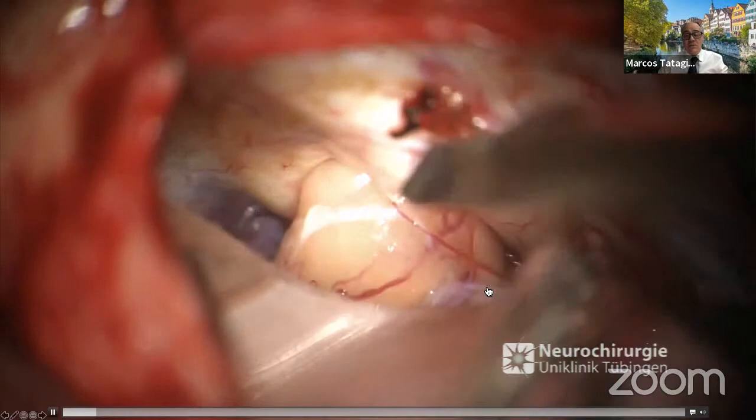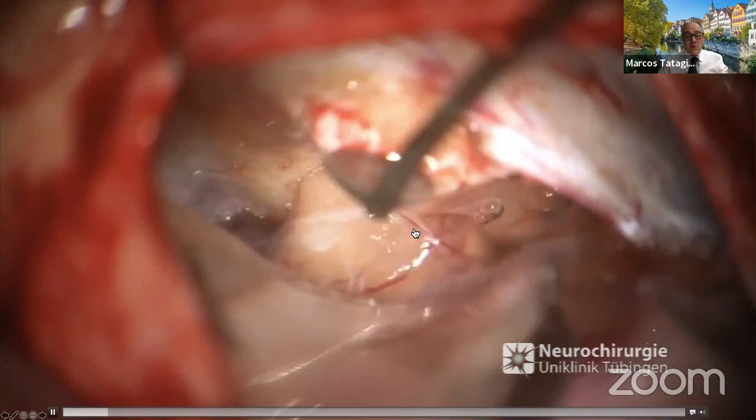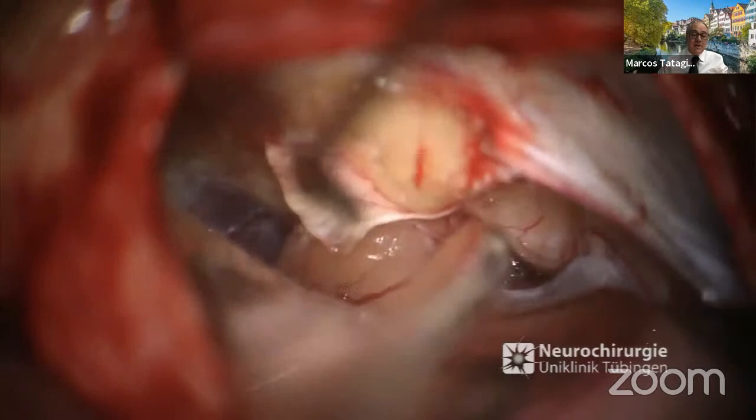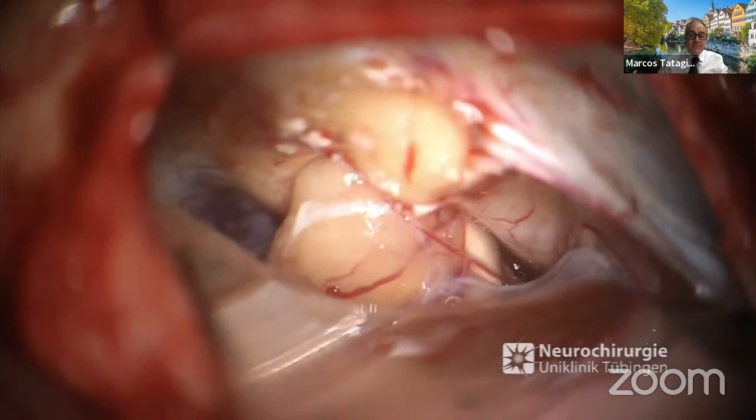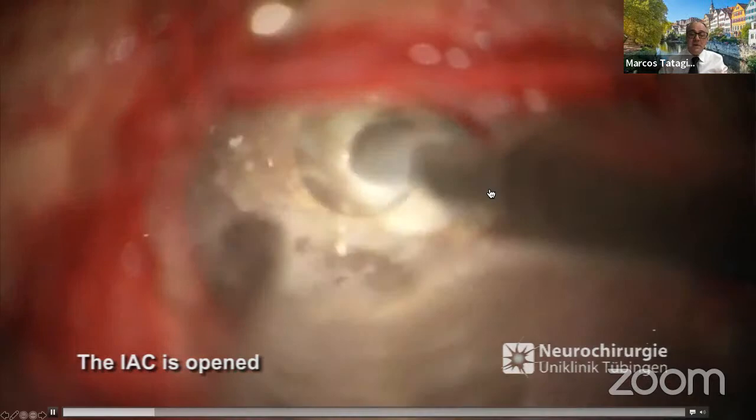Then we cut the dura over the area where the internal auditory canal is to be expected. And then we drill away this bone. You see here, we don't go past this area because otherwise we are going to maybe enter the jugular bulb.